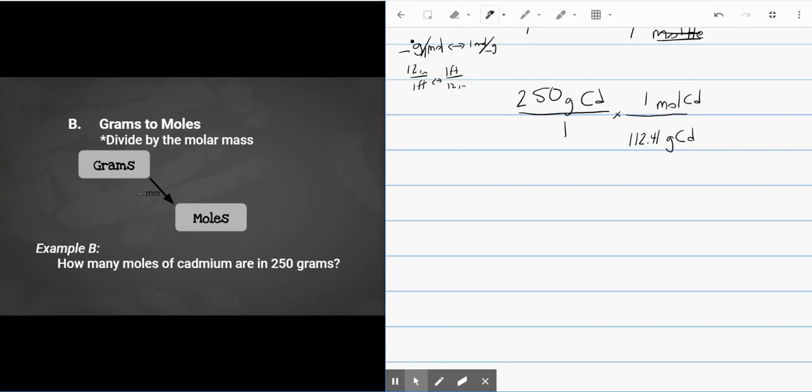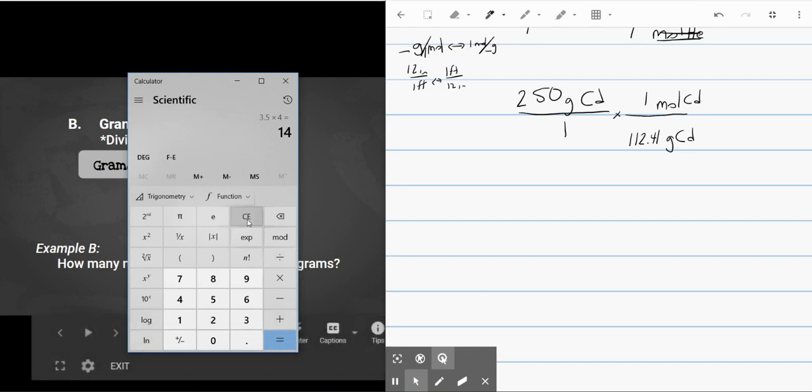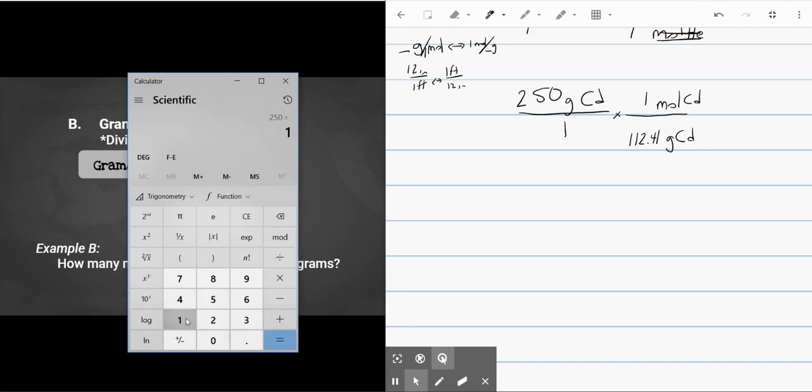Okay, so what is our answer? Well, that looks like 250 divided by 112. It's going to be very close to 2. Clear. 250 divided by 112.41.